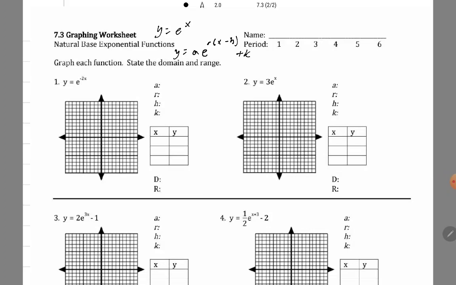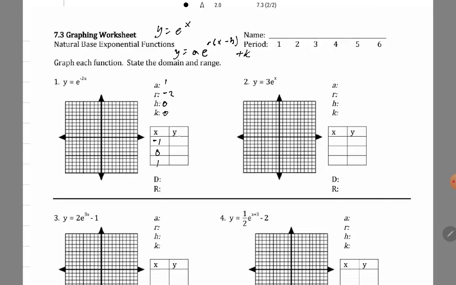So number 1, y equals e to the negative 2x. So a is 1, r is negative 2, h is 0, and k is 0. So you usually want to use just some simple numbers, negative 1, 0, 1. You're always going to get decimal answers when you plug this into a calculator.